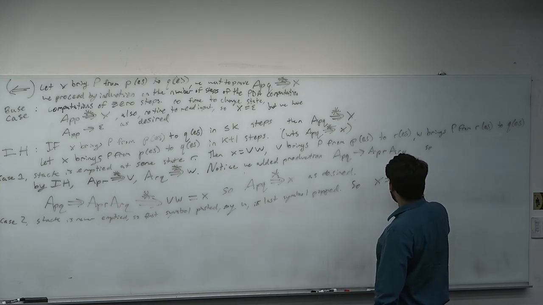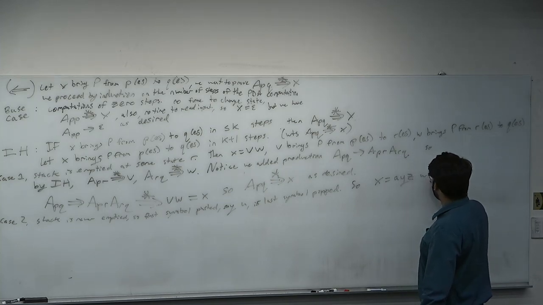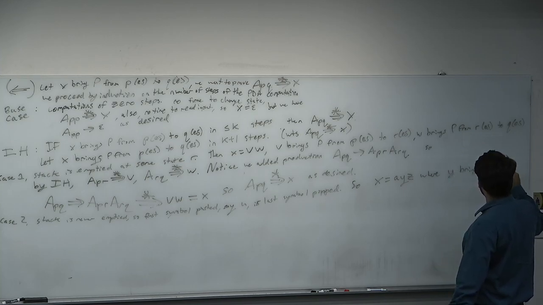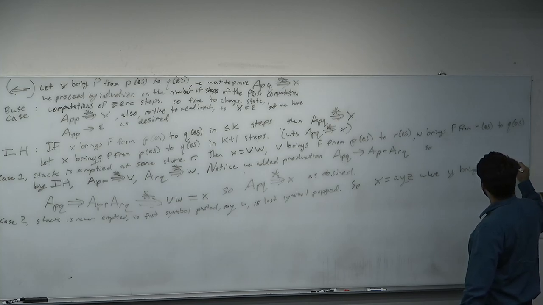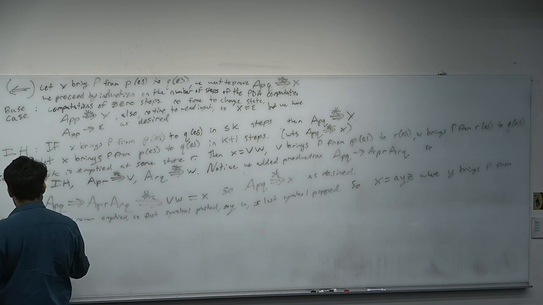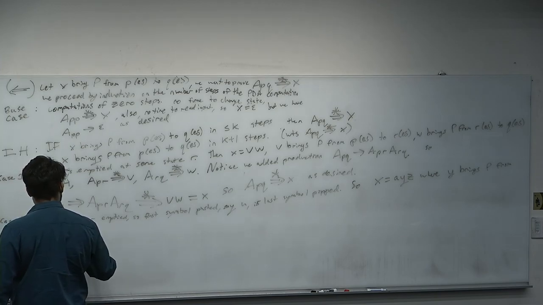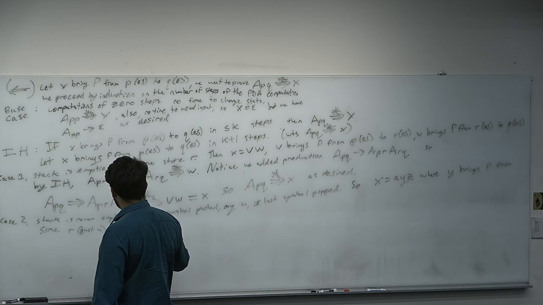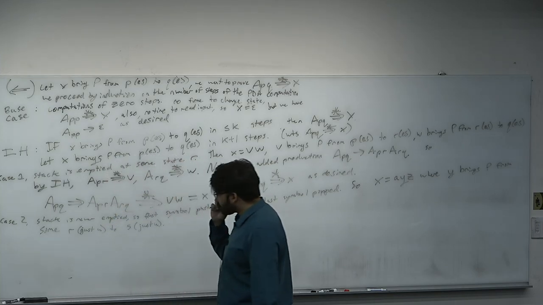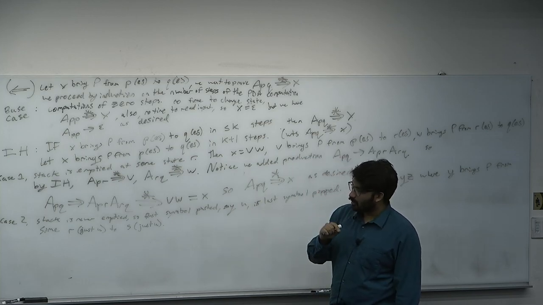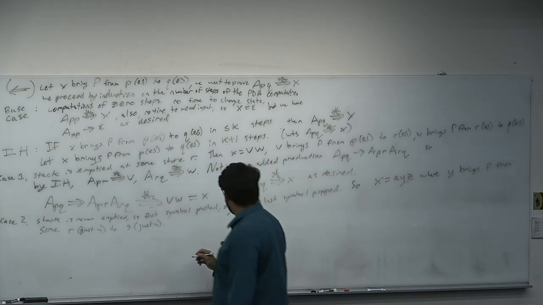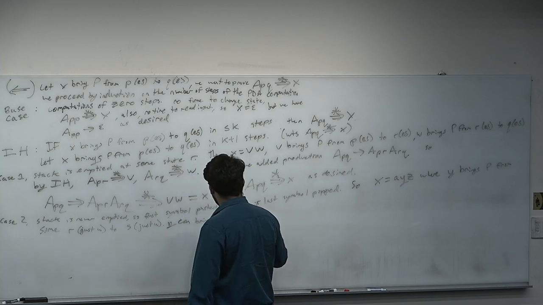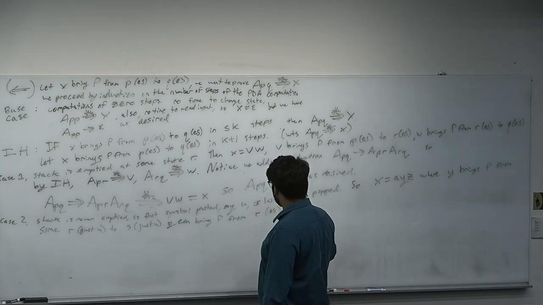X is equal to some AYZ, where Y brings the PDA P from some R with an empty stack, not empty stack, but just U, to S, just U. But if Y is a string that can bring the PDA from R with just U to S with just U, then Y can bring the PDA P from R empty stack to S empty stack.